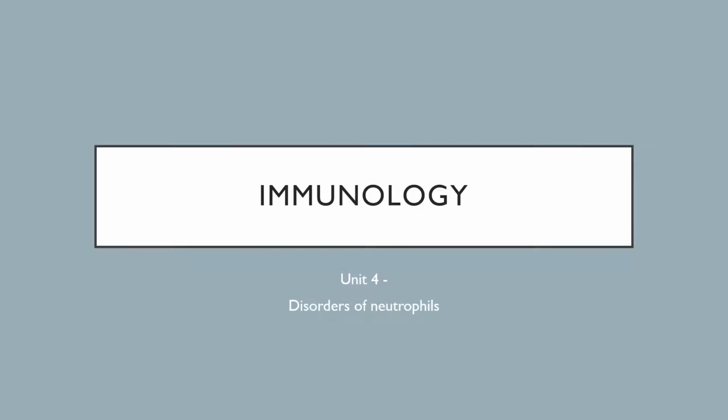Today we're going to focus mostly on the disorders of neutrophils, but I'm also going to add in a little bit about disorders of monocytes and macrophages as well. So today we're going to talk about the abnormal neutrophil function, and those diseases that are included for abnormal neutrophil function would be things like Job syndrome and lazy leukocyte syndrome.